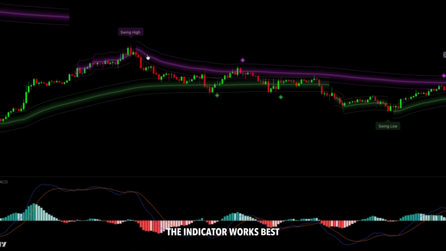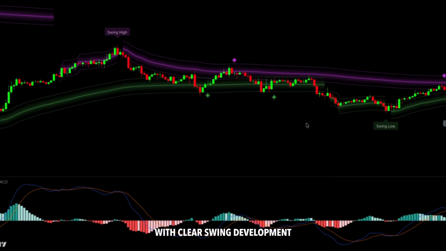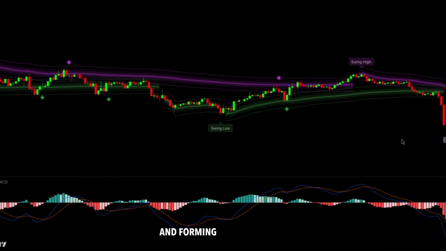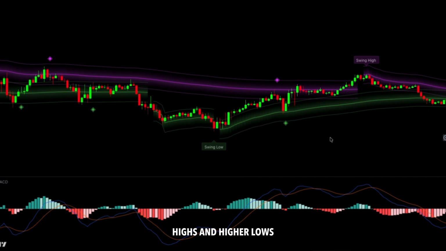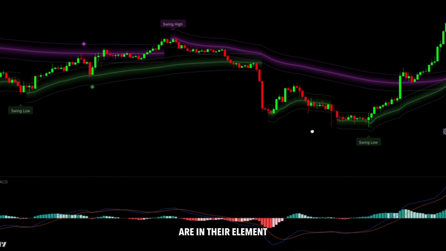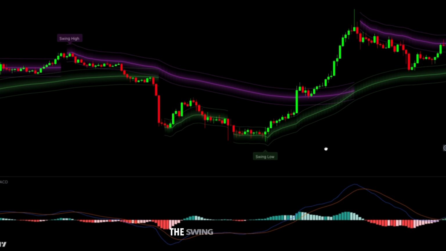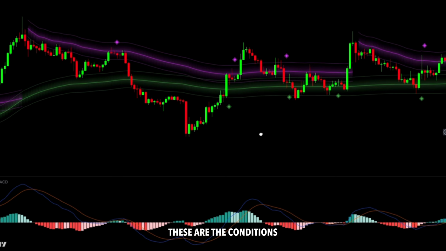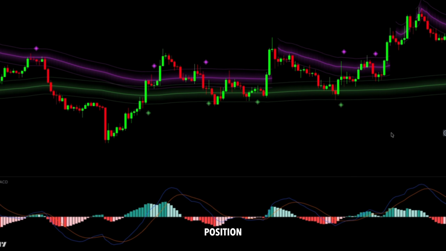The indicator works best in trending markets with clear swing development. When a market is trending, either up or down, and forming distinct higher highs and higher lows or lower highs and lower lows, the swing structure bands are in their element. The bands extend cleanly, the swing labels appear regularly, and the signals are reliable. These are the conditions where you want to be aggressive with your position sizing.